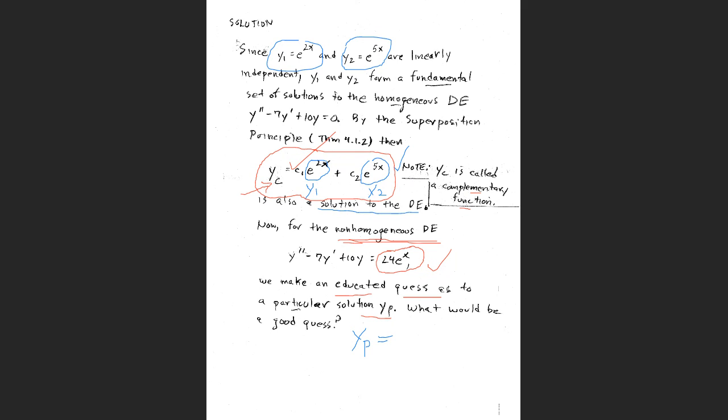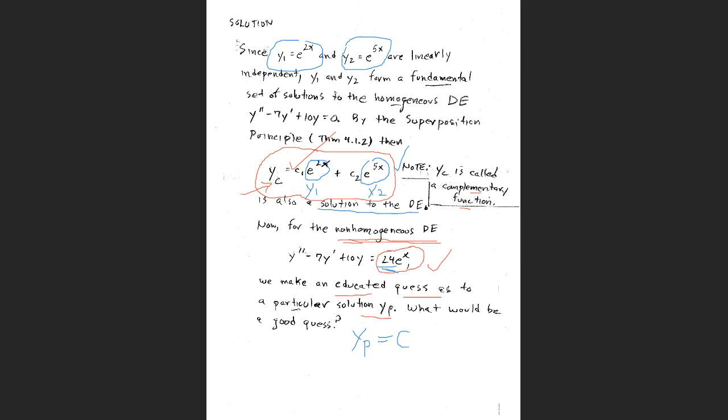Professor? Yeah, Mark. Like if you said 24e to the x, wouldn't that then have the 0 on the right side, so it would be homogeneous? Well, no, 24e to the x is on the right side. We're not going to subtract that over to the left side. That's on the right side, and we're just going to leave it there.